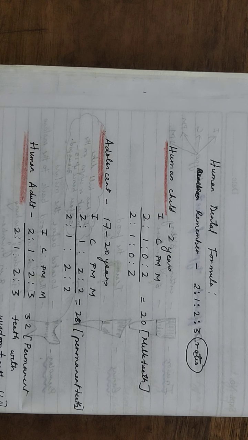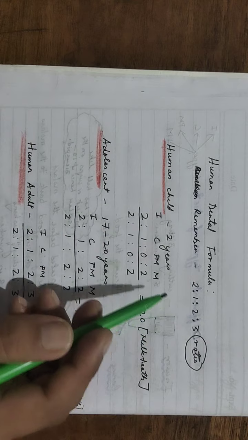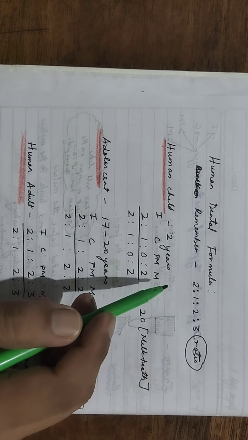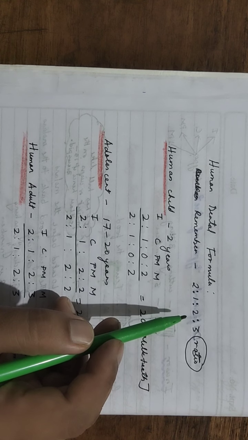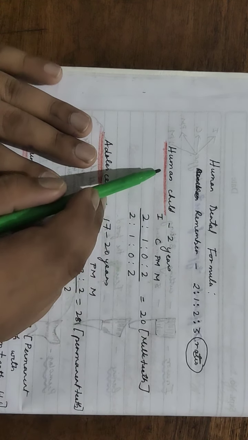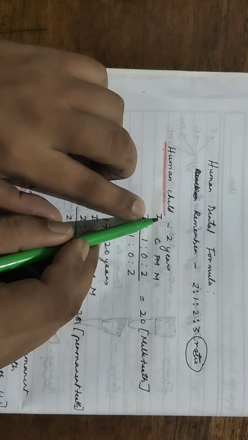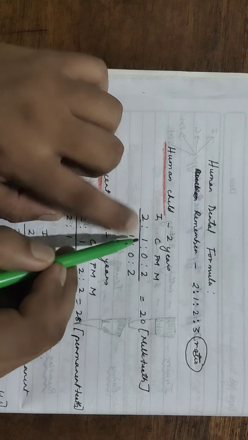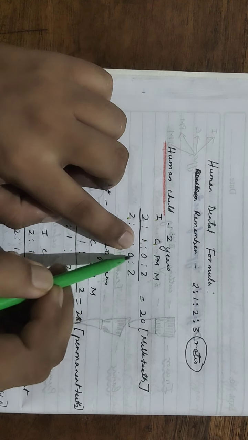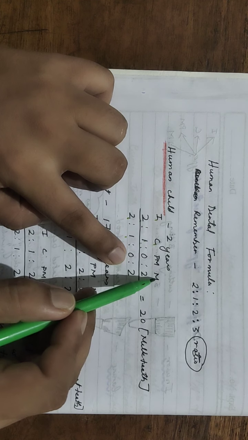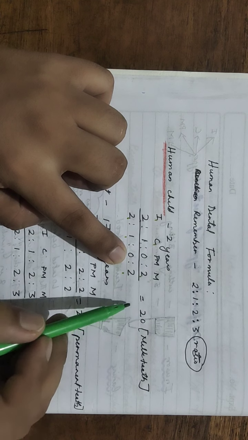Now we need to know about the human dental formula. Always remember the ratio 2:1:2:3. You have this on top, and down below in the jaw also you have the same. Now for a human child, when you are 2 years old, 2 means 2 incisors on top and 2 below, 1 canine on top and 1 below, premolars 0 on top and 0 below, and molars will be 2 on top of your jaw and 2 below. So this will give you 20 milk teeth.